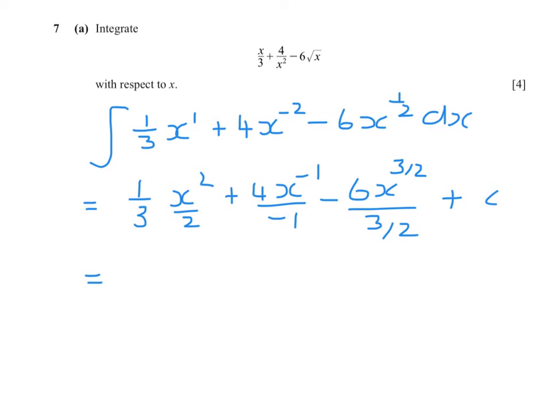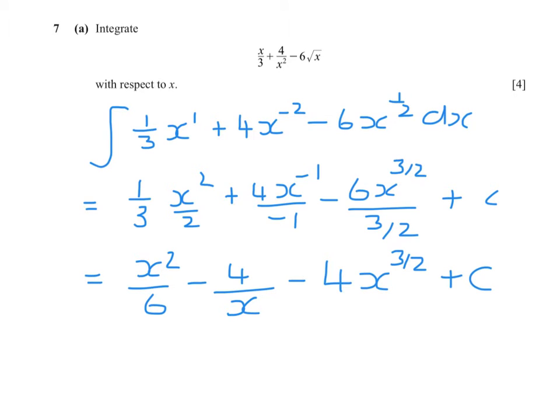So simplifying, we have 1/3 times 1/2, a 1/6, minus 4, and x to the power minus 1 means we put x on the denominator. We have 6 divided by 3/2, so that would be minus 4, x to the power 3/2 plus c.